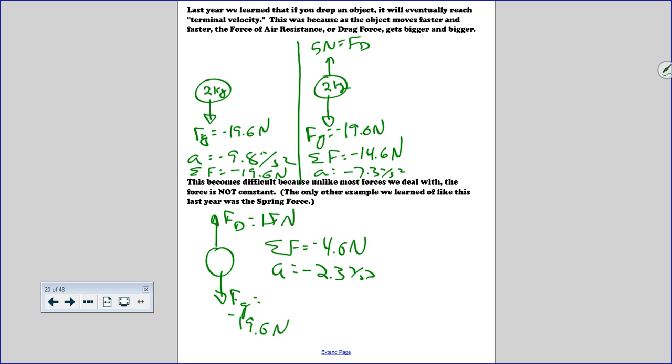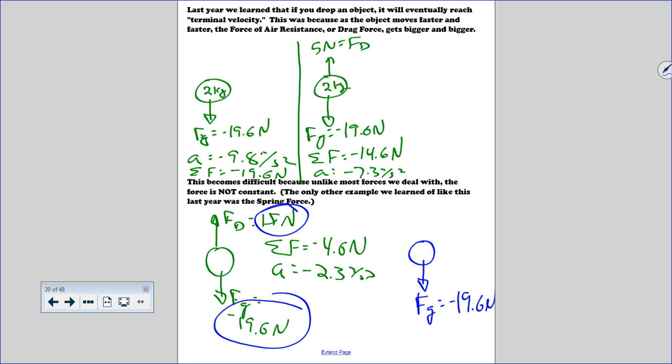Okay, Peter, you are exactly right. As it moves faster and faster, this drag force gets bigger and bigger, and it's going to get closer to being positive 19.6. When that happens, my drawing looks like this. Gravity is still pulling down with negative 19.6 newtons, but my drag force could, theoretically, achieve that same value. And at that point, what's my net force now, you guys?